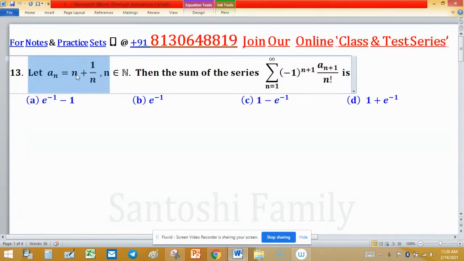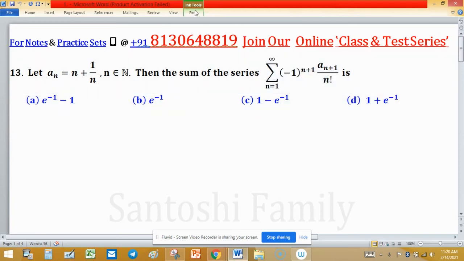Next question: a_n equals 1 plus 1 upon n, and n comes from the set of natural numbers. Then the sum of the series, n from 1 to infinity, of minus 1 raised to the power n plus 1, a_{n+1} divided by n factorial. We have to find the sum of this series.